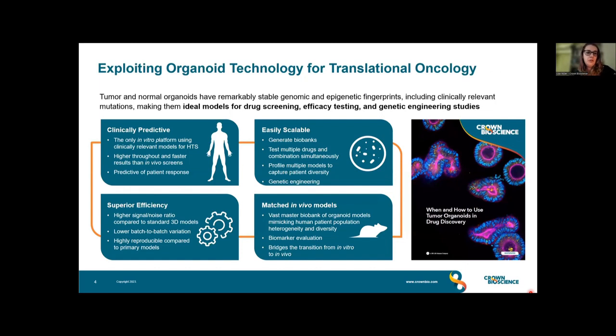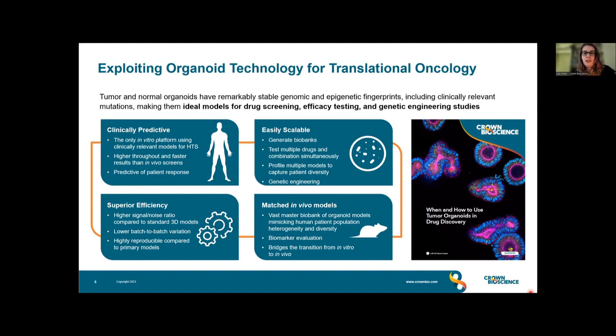These tumor and paired normal organoids have very stable genomic and epigenetic fingerprints, including clinically relevant mutations. They make the ideal model for drug screening, efficacy testing, and genetic engineering studies. What we know from organoids is that they are highly clinically predictive. They are the only in vitro platform using clinically relevant models for high throughput screening, and they are very much predictive of the patient response. They are also easily scalable.